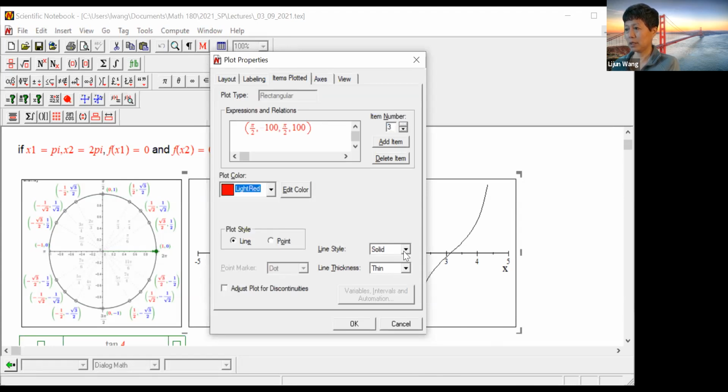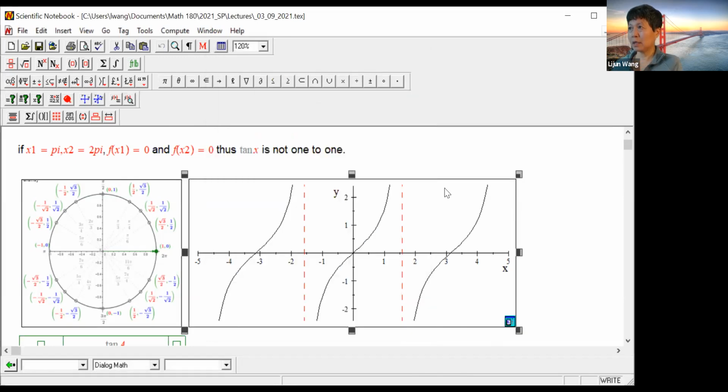It's a red dash. And this cut, we're gonna cut everything from here. Chop, chop, chop. And the remaining function is what? One-to-one.